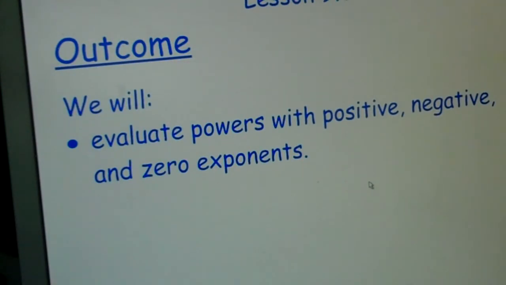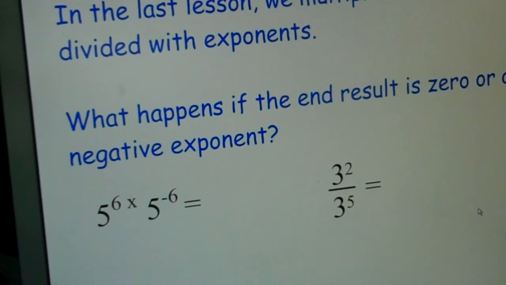What do you think about negative exponents or zero as an exponent? We've dealt with all positives as exponents. In the last lesson, we multiplied and divided with exponents. But what happens if the end result of that multiplication or that division is zero or a negative exponent?